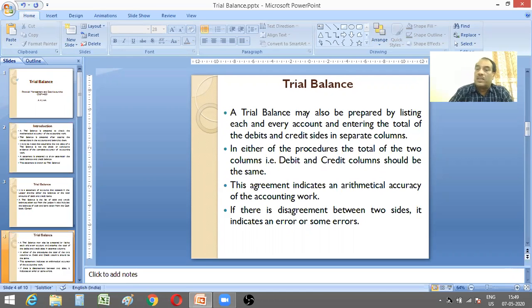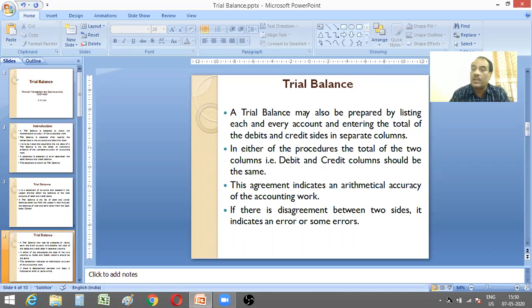In either procedure, the totals of the two columns, debit and credit, should be the same. It should match. This is the purpose, to establish the arithmetical accuracy, and it is not possible unless both sides are equal. So this is the purpose of the trial balance, to check the arithmetical accuracy of the accounting work. This agreement indicates arithmetical accuracy of the accounting work. Agreement means both sides match. The total of the debits and the total of the credits are equal. If they are equal, we will say that the statement is in agreement.